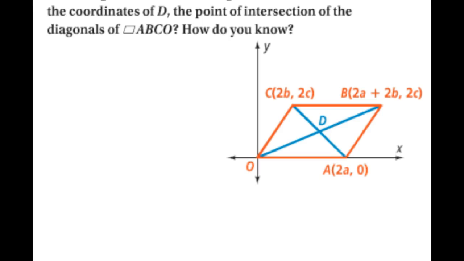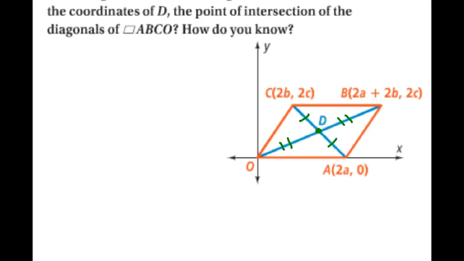So that implies that this point D is equidistant from C and A and equidistant from the origin and B. Now, if you think about that for a minute, this idea of equidistant implies a midpoint. So, if I want to find D, all I have to do is find the midpoint of one of these lines.